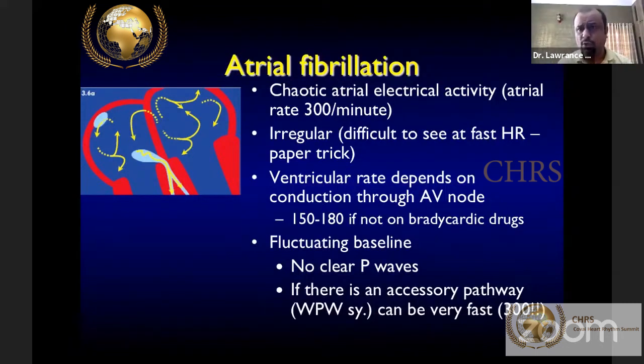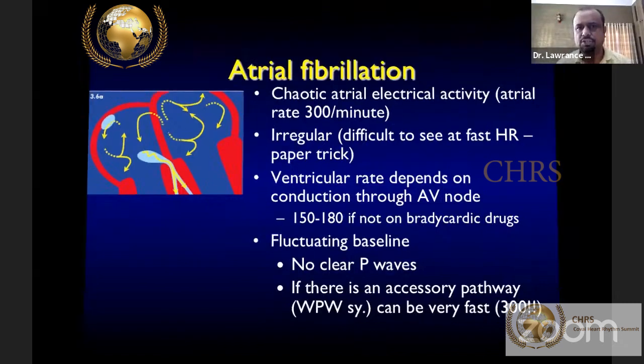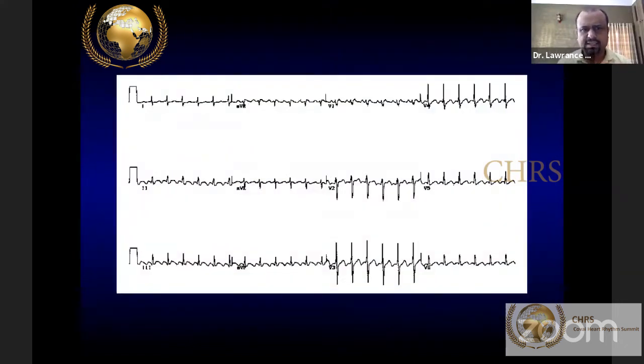As I already told you, if there is an accessory pathway, the AF can be very fast because the AV node can conduct only up to 150 to 180 beats per minute, but your pathway does not have any control like that. So all the atrial impulses can go to the ventricle and the patient can develop ventricular fibrillation. So that's the reason you have to be very careful when the patient has a pathway and develops atrial fibrillation.